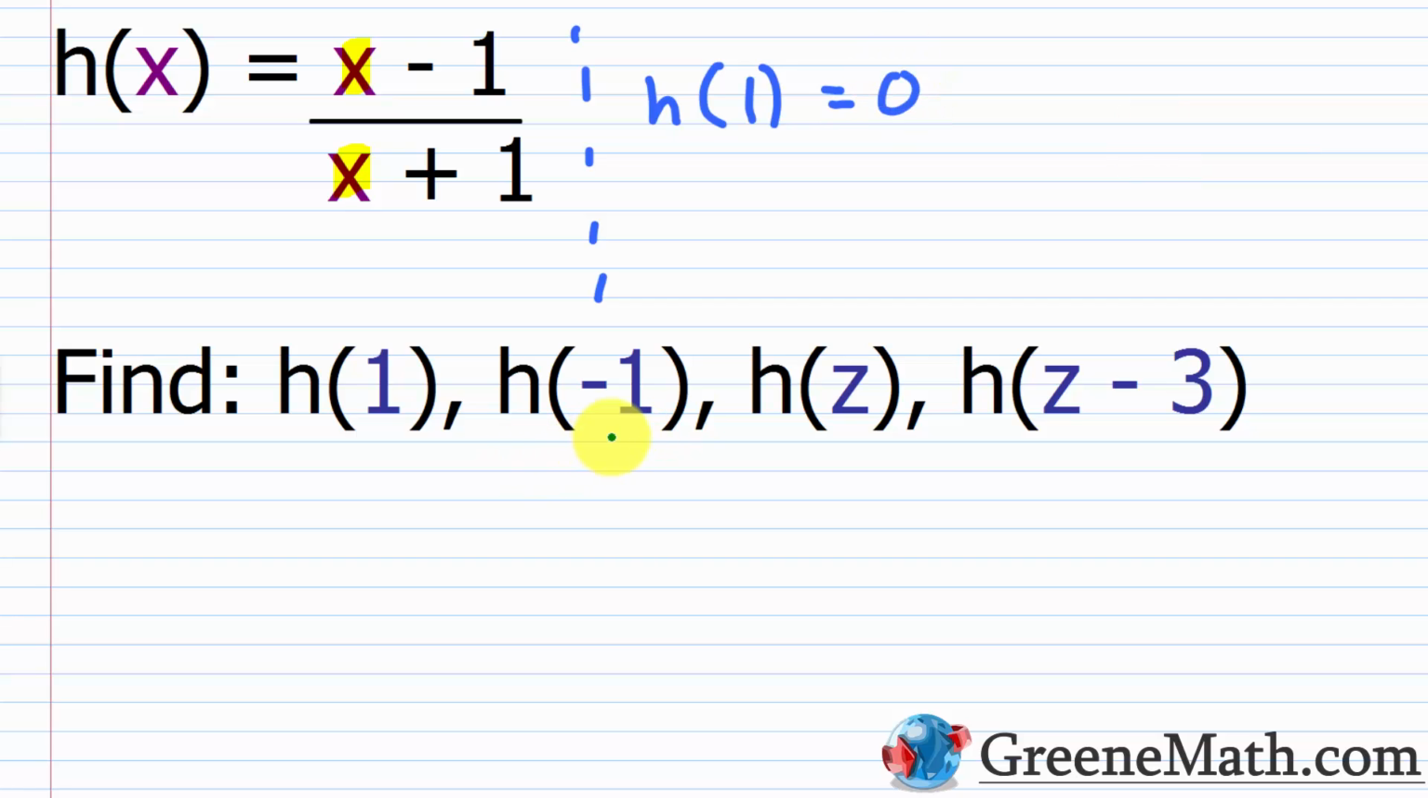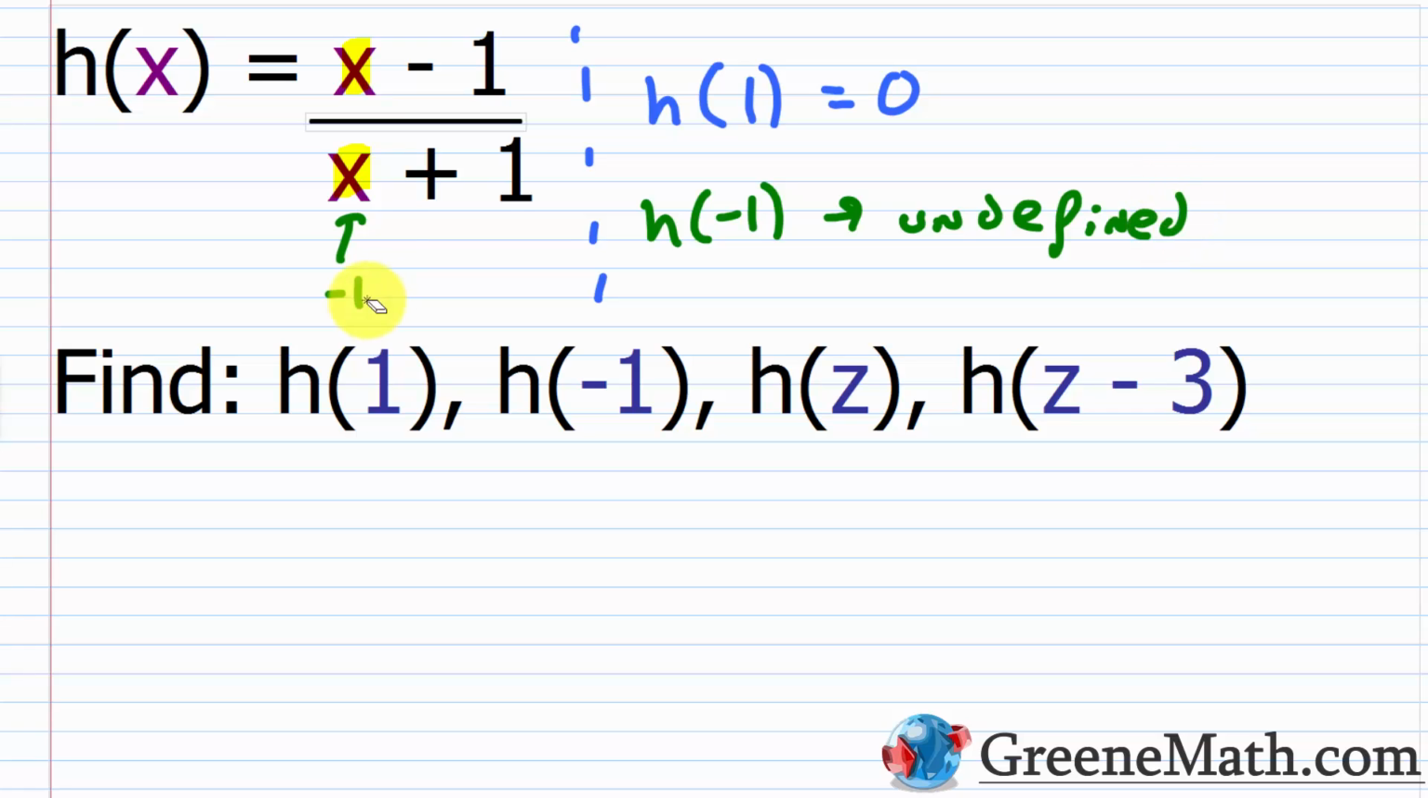All right, what about h of negative 1? Well, most of you see that you're going to have a problem there, right? Negative 1 is restricted from the domain because if you plug in a negative 1 for x there, you get negative 1 plus 1, that's 0. If you have 0 in the denominator, you have a problem, right? It's undefined. So this guy's restricted from the domain. We could say h of negative 1 is undefined.